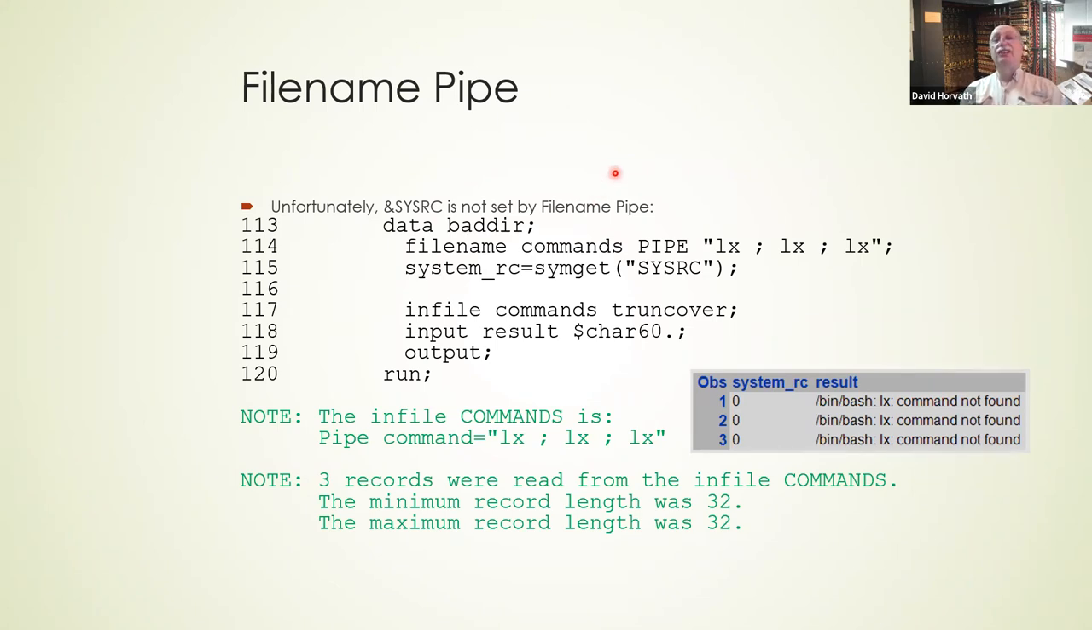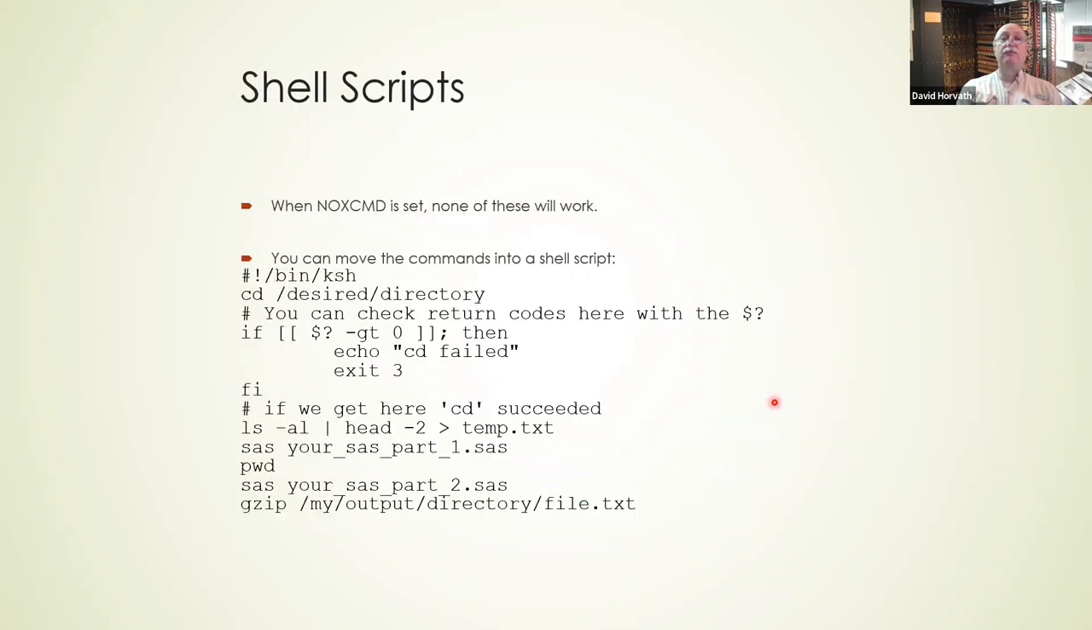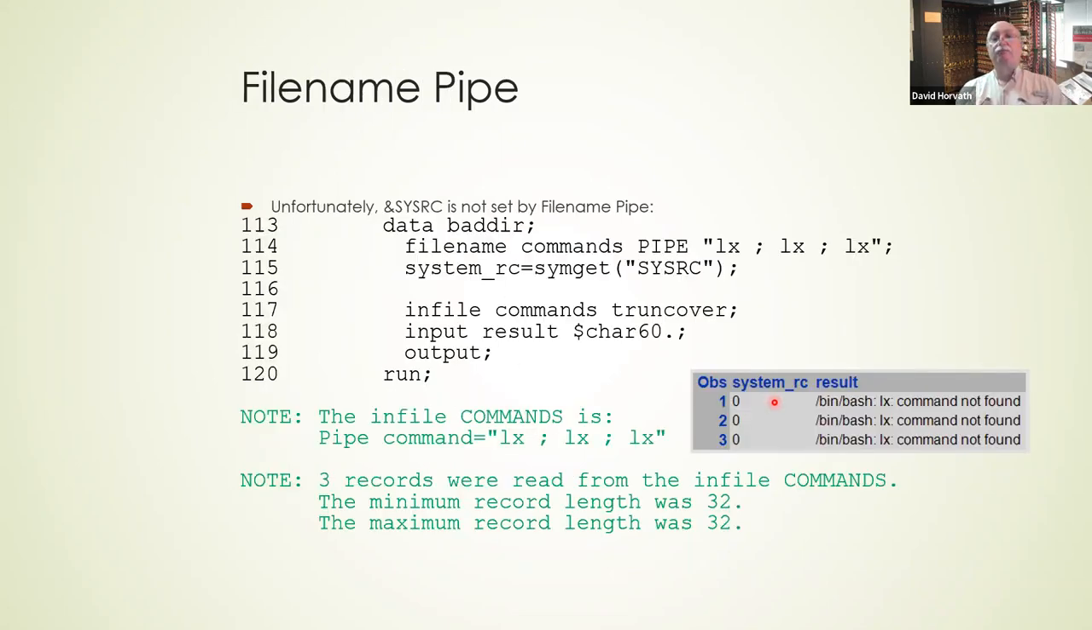Unfortunately, SYSRC is not set by filename pipe. In this case, I'm executing three commands that don't exist. So the result is I'm getting three lines that say the same thing, command not found, but my SYSRC is zero. Fortunately, it's a limitation; I don't know whether that works or not. It does come in handy.